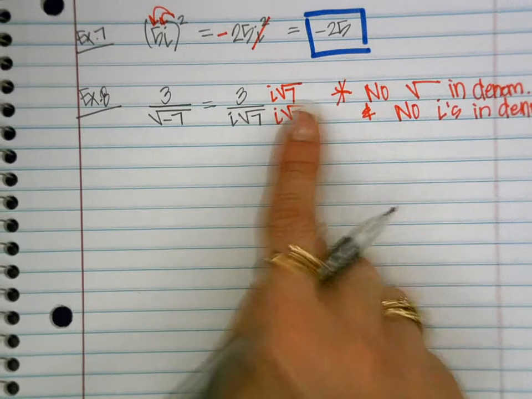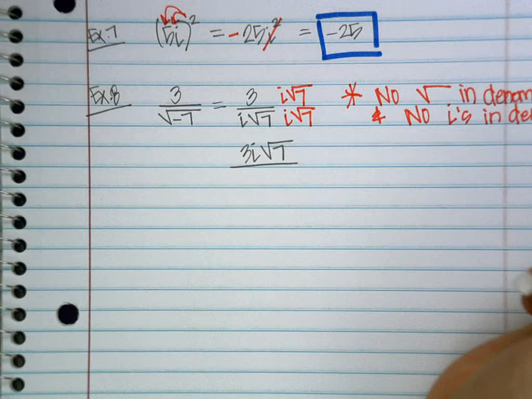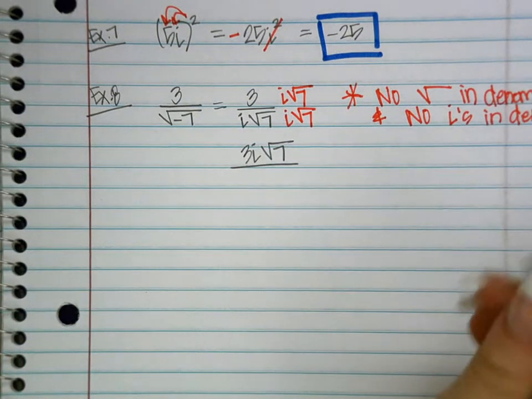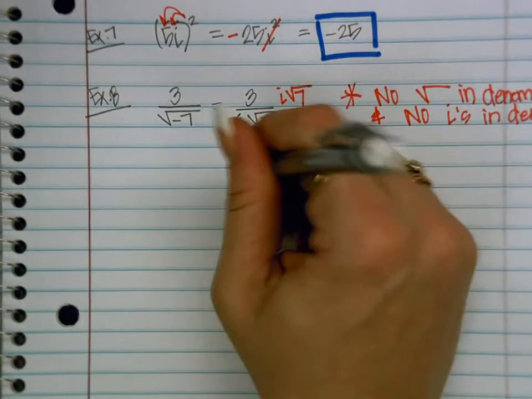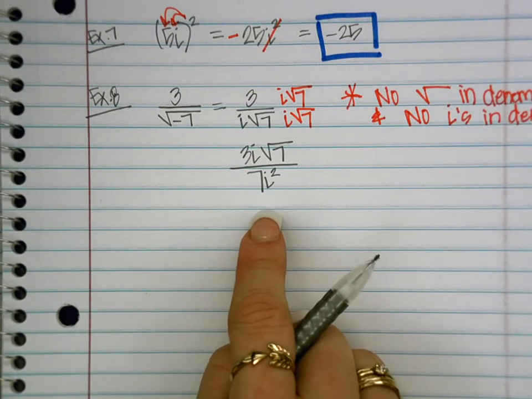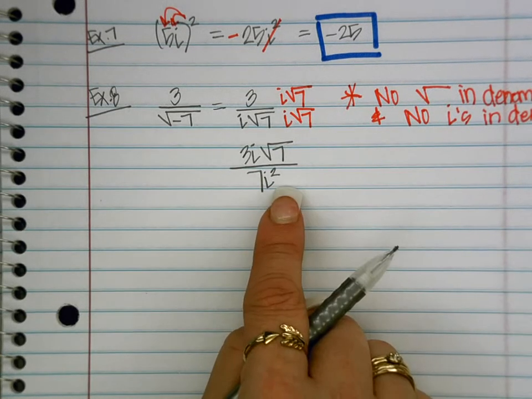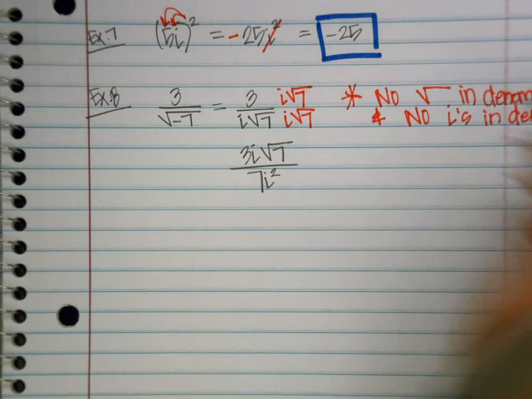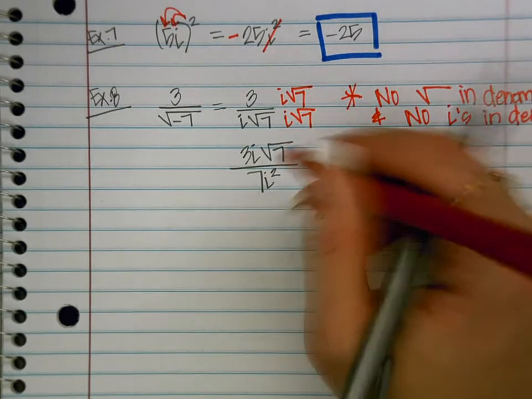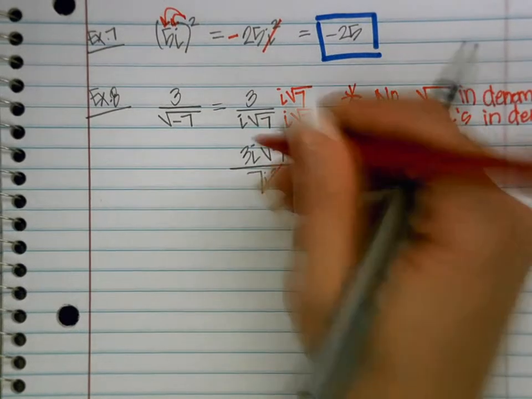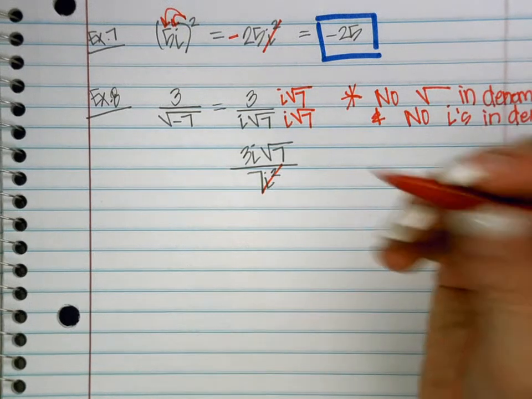In the top, you multiply across, so we get 3i root 7. In the bottom, i times i becomes what? i squared. Root 7 times root 7 becomes 7. I'm going to always write this with the coefficient or the number in front. Then we can simplify. What does i squared become? I'm sorry, i squared becomes a negative. You can write that negative in the top or on the bottom or on the side. Usually we write it with the top.